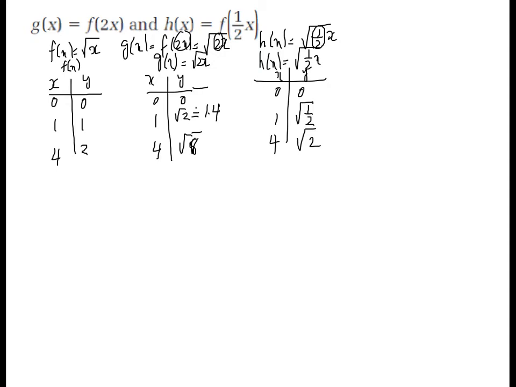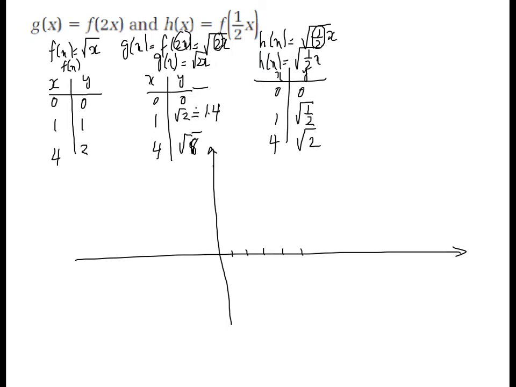Now we are going to try to plot the functions. So we are going to sign 1, 2, 3, 4, 5, 6, 7, 8, and 1, 2, 3, 4, 5, 6. For f of x, when x is 0, y is 0. When x is 1, y is 1. When x is 4, y is 2. So we get a point here. So this is going to be my f of x.